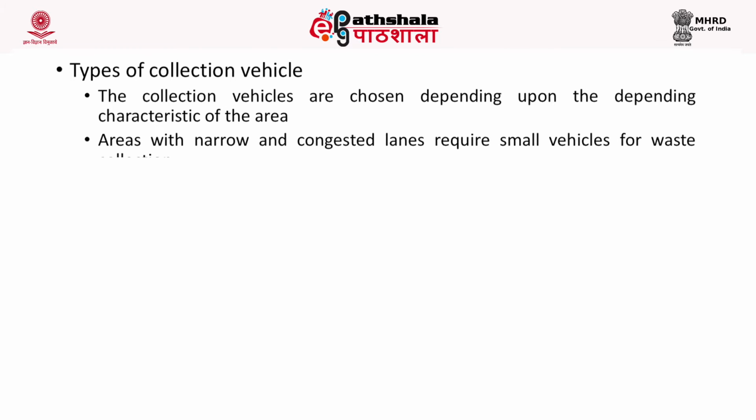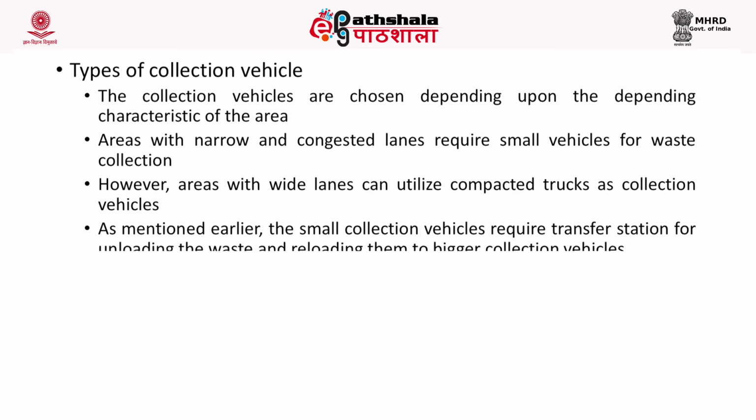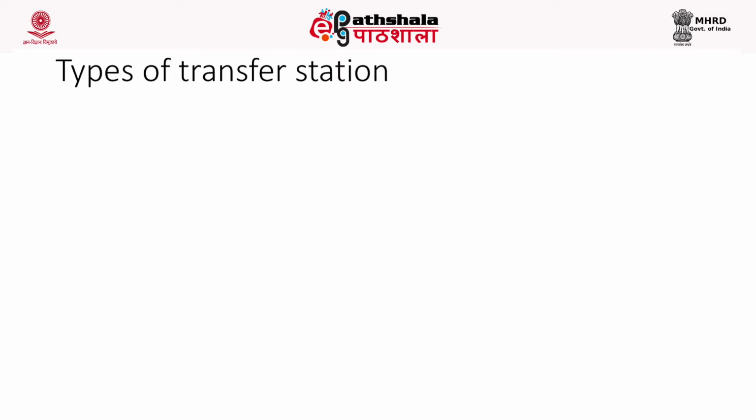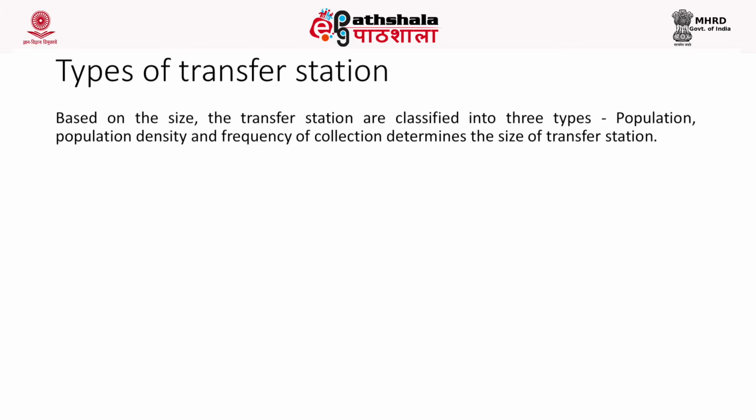Now, based on the type of collection vehicle, in general, the collection vehicles are chosen depending upon the characteristics of the area. If you have narrow and congested lanes, then you go for a small vehicle, and if you have a wide lane, then you use compactor trucks. As mentioned earlier, the small collection vehicles require a transfer station for unloading and reloading to bigger collection vehicles. Now, based on the size, the transfer stations are classified into 3 types: small, medium and large.